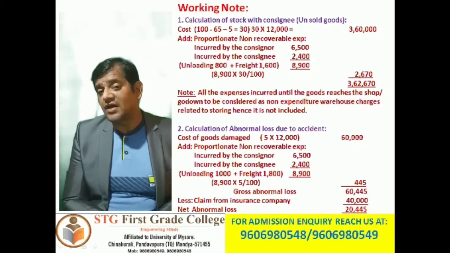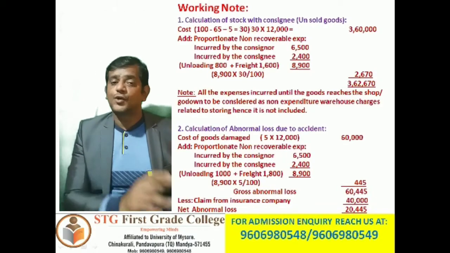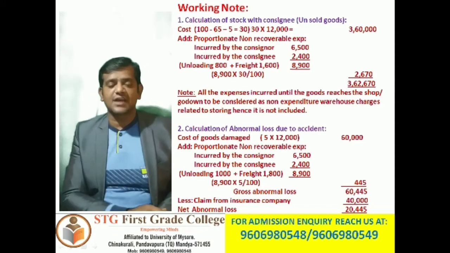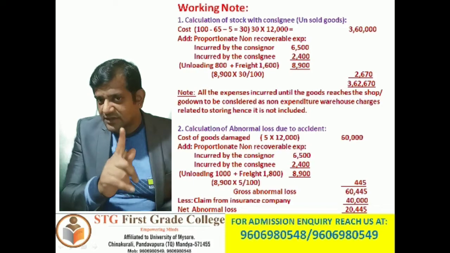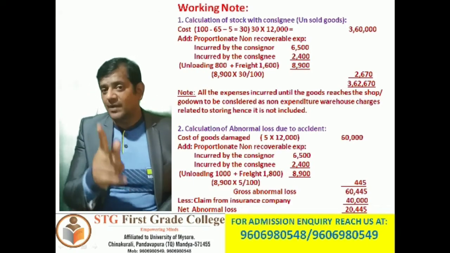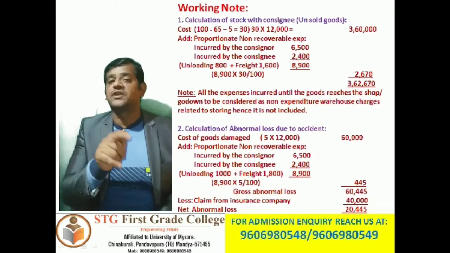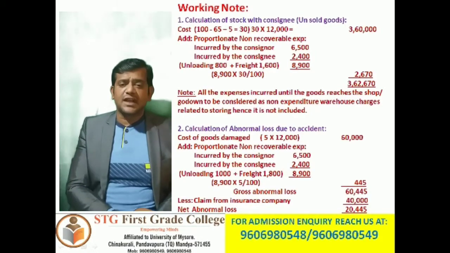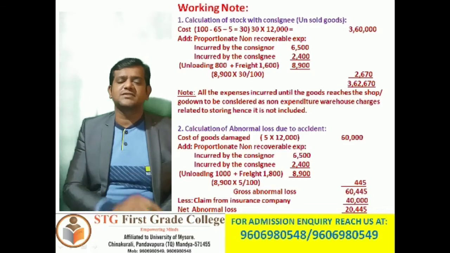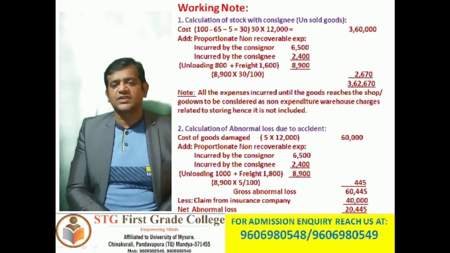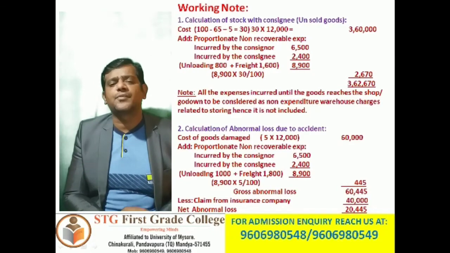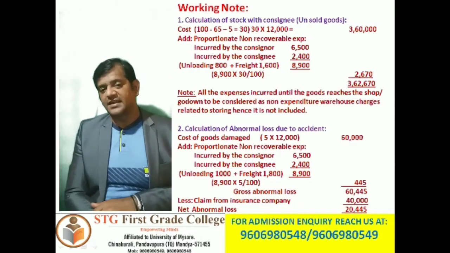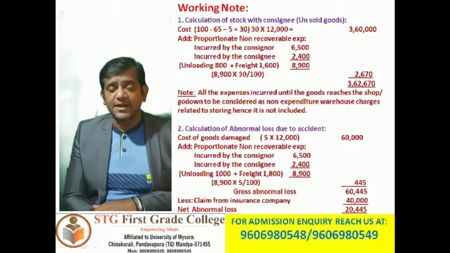So what was the cost price of those 30 mobiles? 12,000 each. So 30 into 12,000, 3,60,000. Did you get how we got 3,60,000? 30 mobiles into cost price, that is 12,000, 3,60,000. Add proportionate non-recoverable expenses or non-recurring expenses. Clear? So what is that proportionate non-recoverable expenses? Which is contributed by the consignor. So incurred by the consignor.